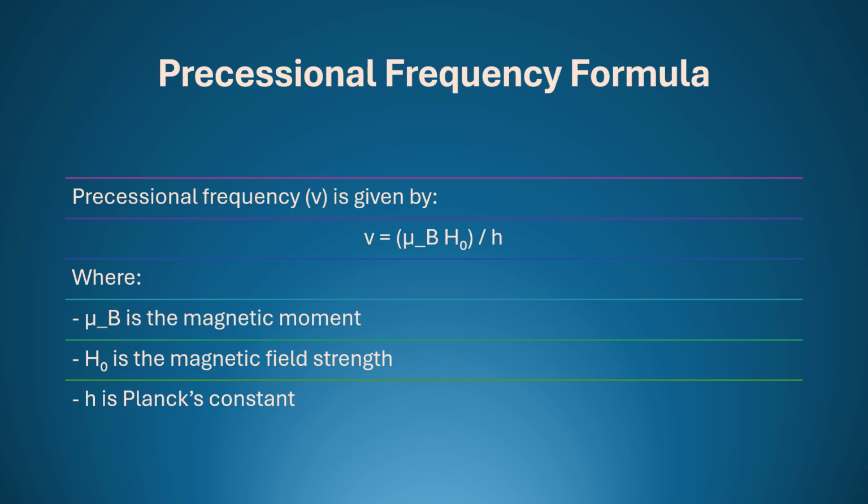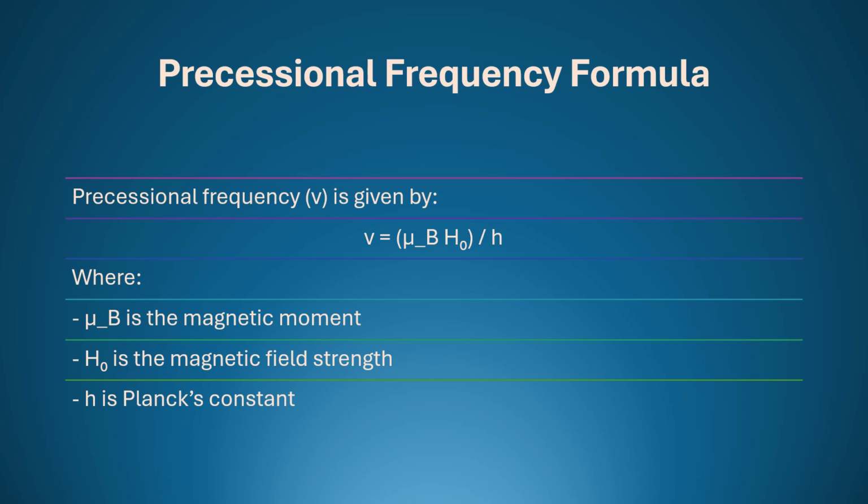This equation shows that the precessional frequency, nu, is directly proportional to the strength of the magnetic field, H0. This means that as we increase the external field, the nuclei precess faster. Understanding this relationship is essential in NMR spectroscopy because it determines the resonance condition. When we apply an external radio frequency that matches this precessional frequency, the nucleus absorbs energy and transitions between spin states, generating the NMR signal.